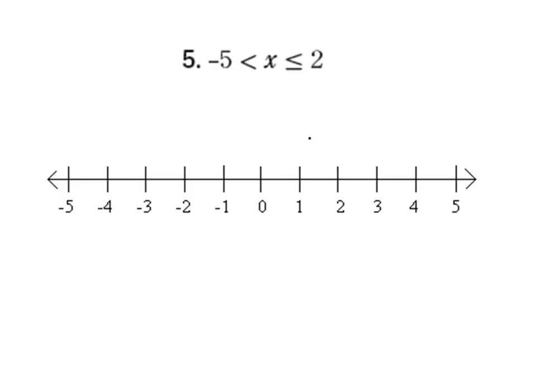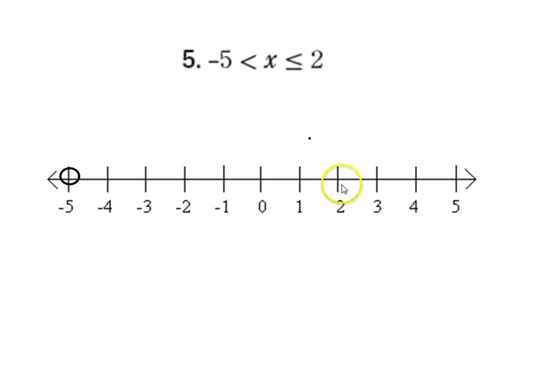So the first one we have is number 5, where we have the inequality x is bigger than negative 5 and x is less than or equal to positive 2. So I'm going to graph this inequality on the number line here. I'm going to start with negative 5. And x cannot be negative 5 because there's no equal to. So we're just going to leave an open circle at negative 5. So this is the limit, but x cannot actually be negative 5.